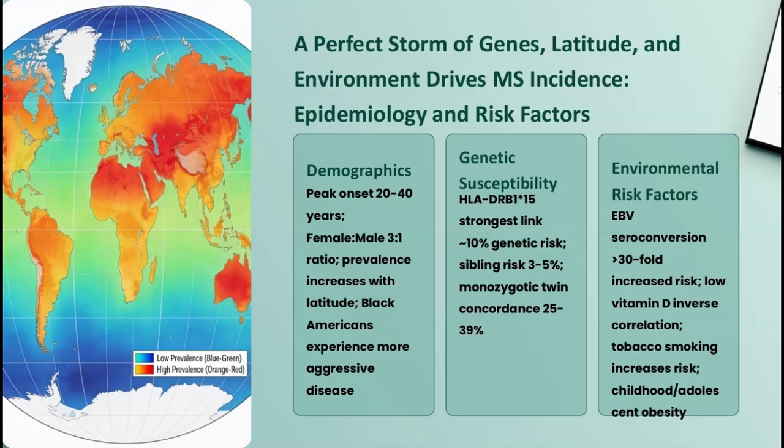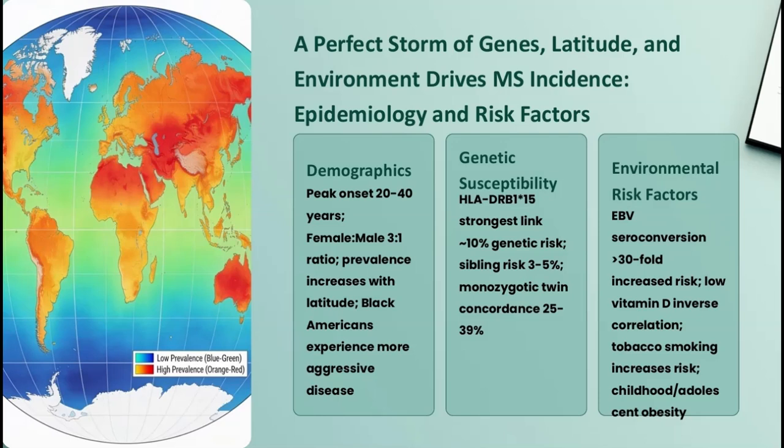Genetically, the strongest association is HLA-DRB1*15. However, genetics alone do not explain the disease. Even in monozygotic twins, concordance is only around 25 to 40%. Environmental triggers therefore play a crucial role.